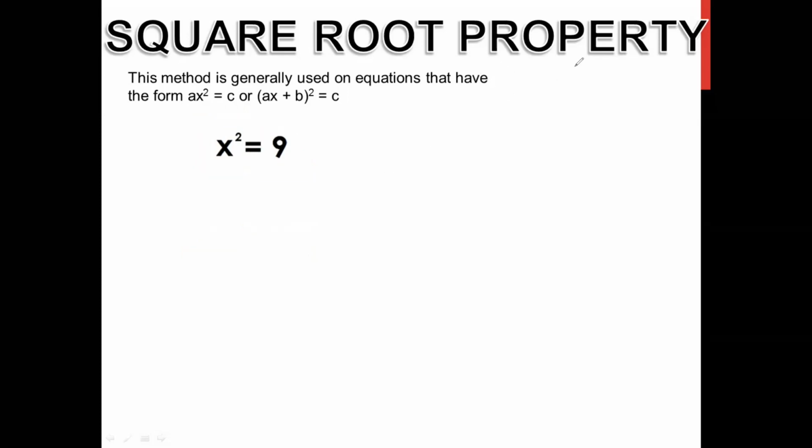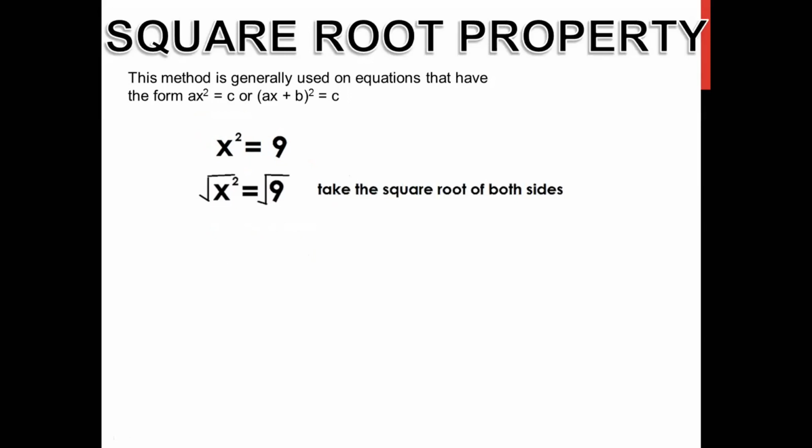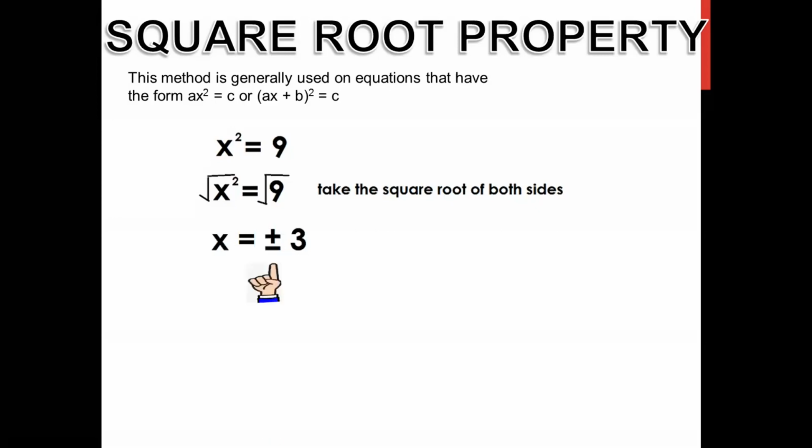So let's proceed. Take the square root of both sides: the square root of x squared and the square root of 9. Then we get x is equal to positive or negative 3. Take note, guys, we should always put the positive and negative symbol when getting the square root of the answer, our constant. Okay, next we have 10x squared plus 5 is equal to 85.